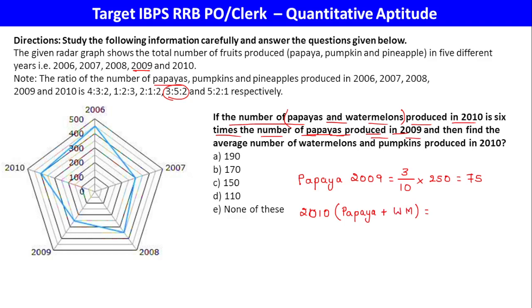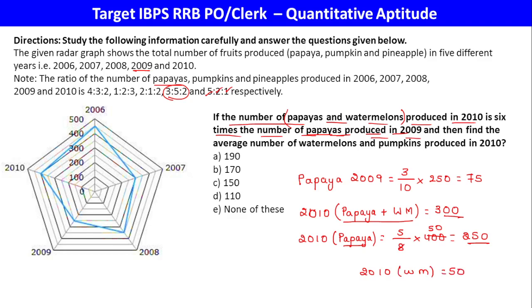Papaya and watermelon is 6 times 2 times is 150, 6 times is 300. In 2010, if we talk about papaya, total number of parts 5 plus 2 is 7, 7 plus 1 is 8, and in it papaya is 5 parts. Total manufactured is 400, 8, 5 times 40 means 50, 250. In 2010, papaya plus watermelon is 300, papaya alone is 250, so watermelon in 2010 is 50. Next, then find the average number of watermelon and pumpkin.